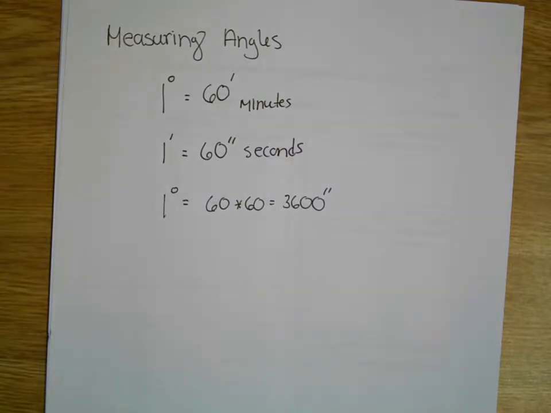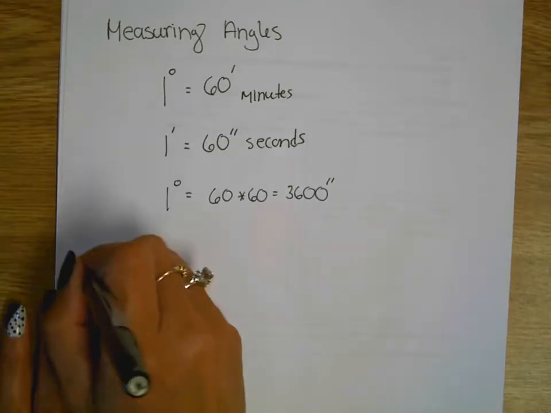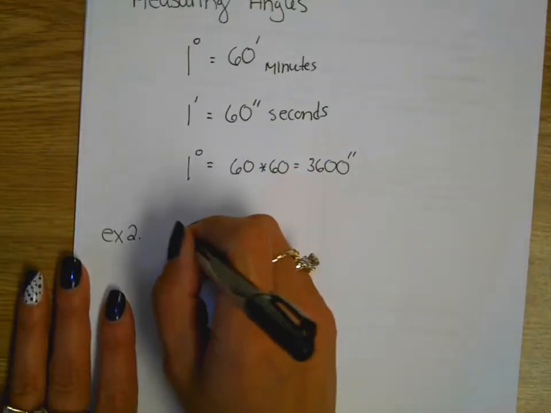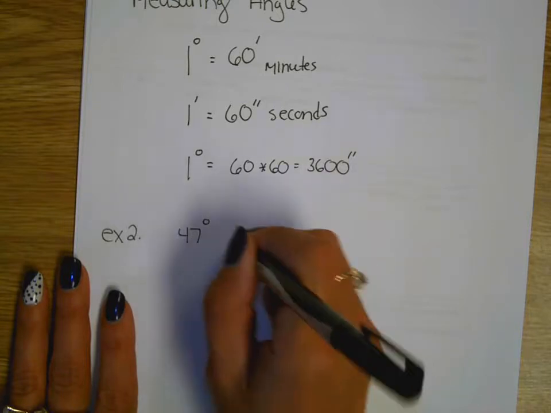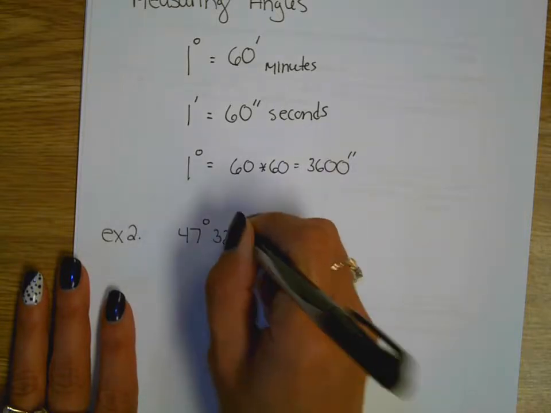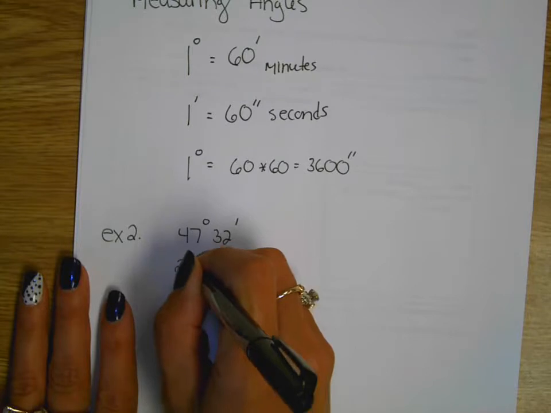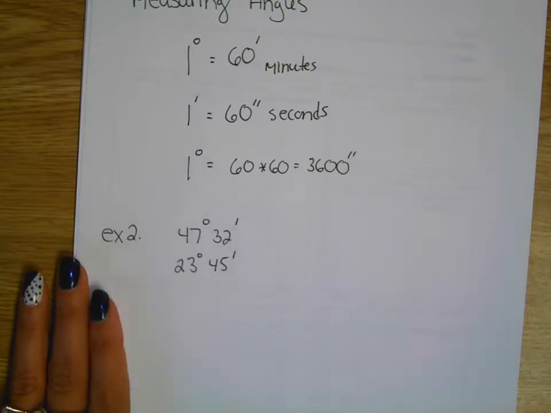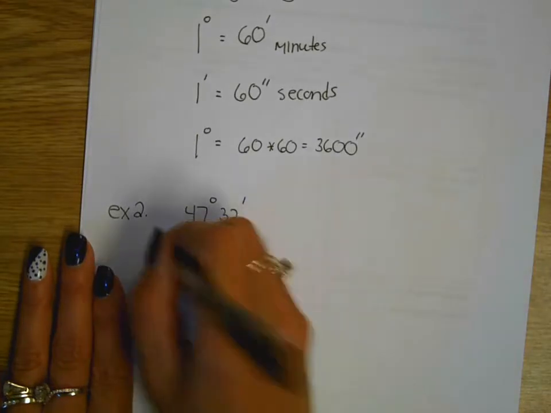Okay, so now what you need to be able to do, because we're going to see these degrees and minutes and seconds all the way through the whole semester, is be able to do some math with them. If I asked you to add 47 degrees, 32 minutes, with 23 degrees, 45 minutes, could you do it? Add.